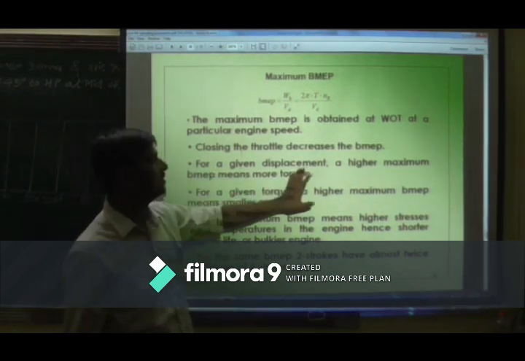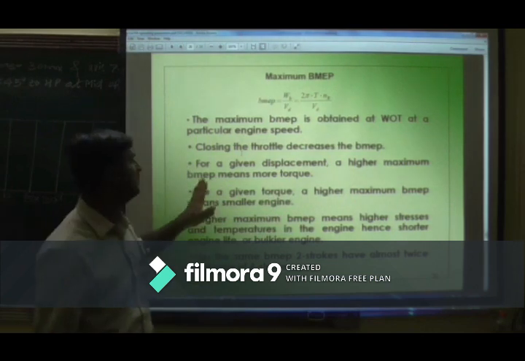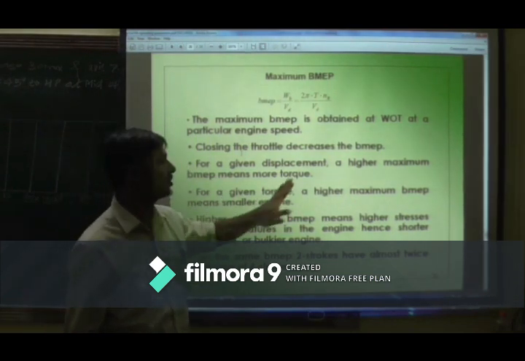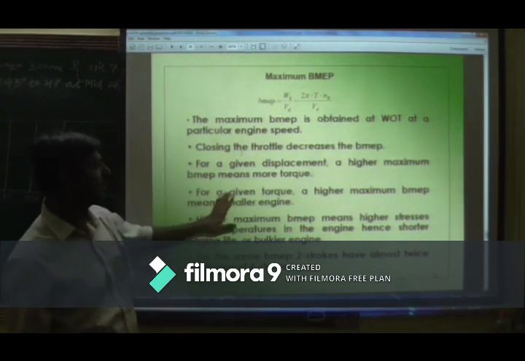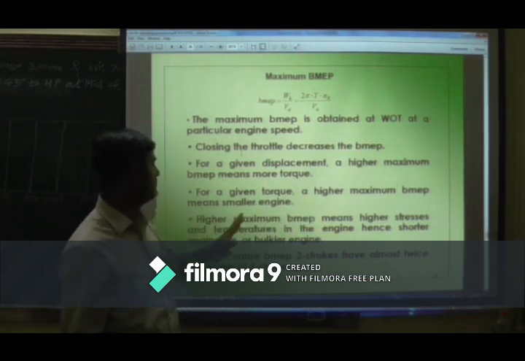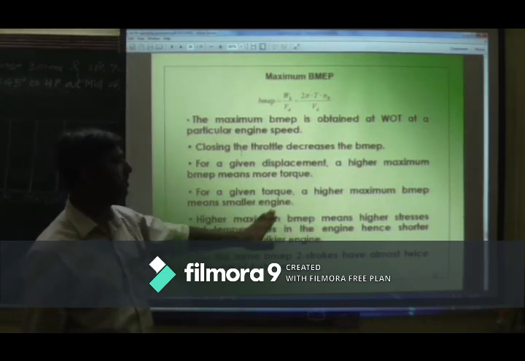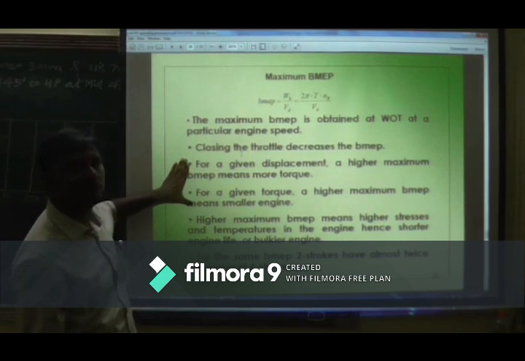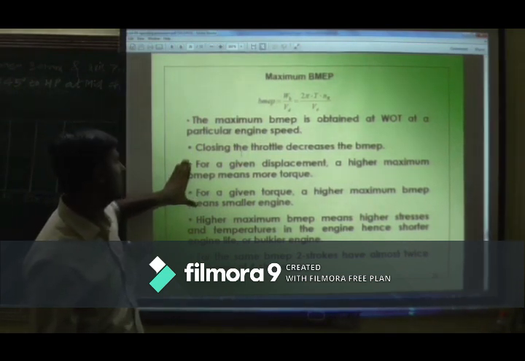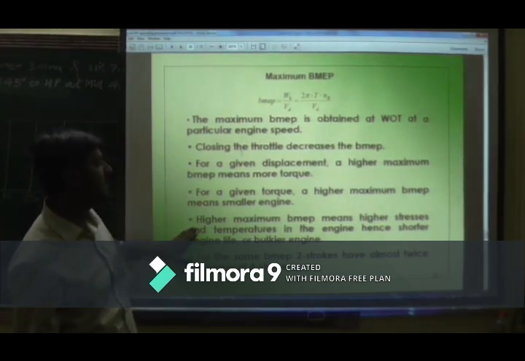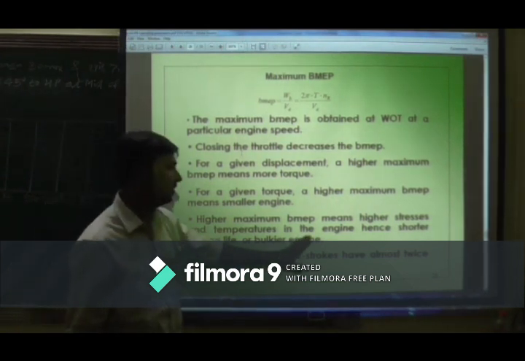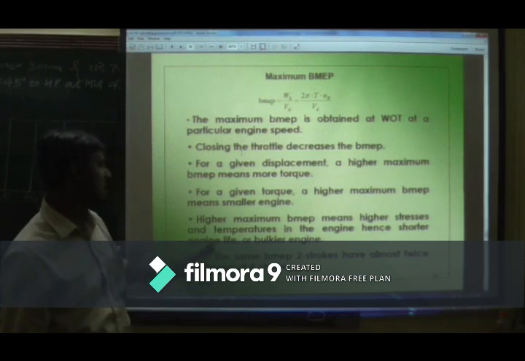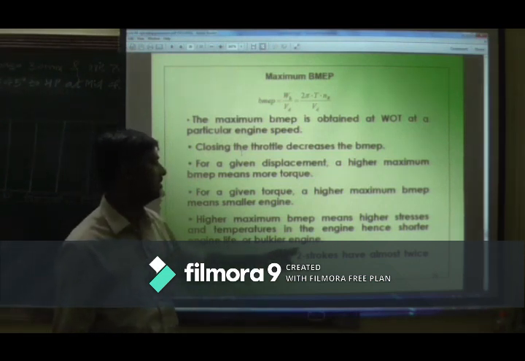For a given displacement, a higher maximum BMEP means more torque. For a given torque, a higher maximum BMEP means a smaller engine. So this thing you have to remember. They can ask this in an online exam. Higher maximum BMEP means higher stresses and higher temperature in the engine, hence shorter engine life or bulkier engine.